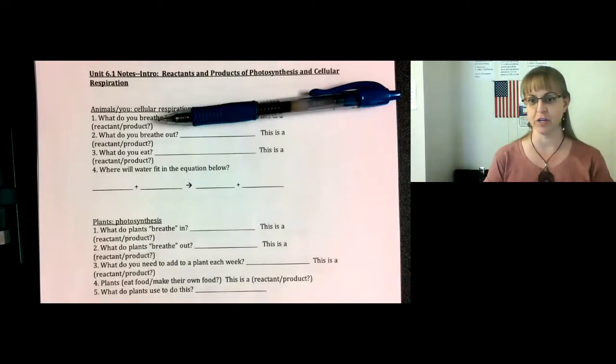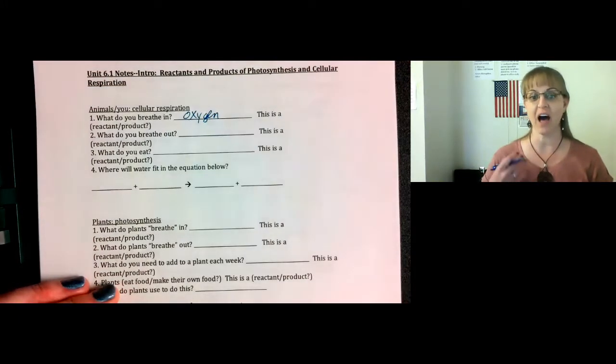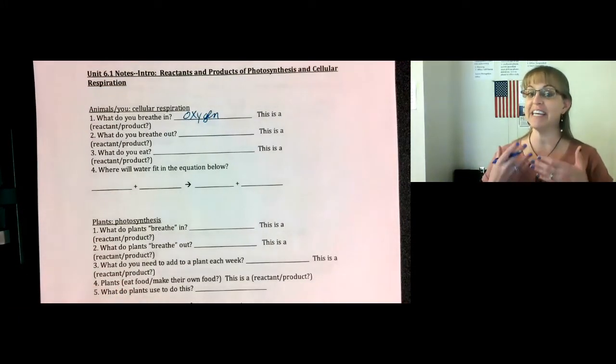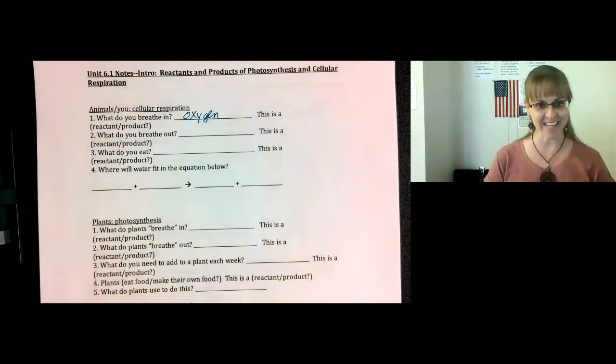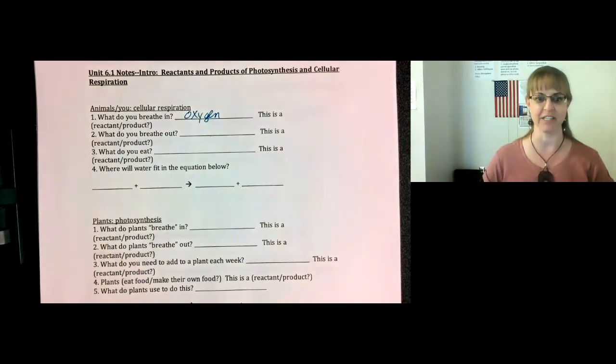You are considered to be part of the animal kingdom. Therefore, you do cellular respiration. Cellular respiration happens in the mitochondria, and it's used to make energy for you to use. So first of all, what do you breathe in? What gas do you breathe? What's the name of that? That's right, it's oxygen. So you breathe in oxygen. Since you're taking it in, would it be a reactant or a product? It's a reactant, so please circle reactant.